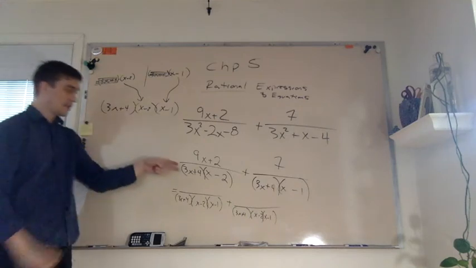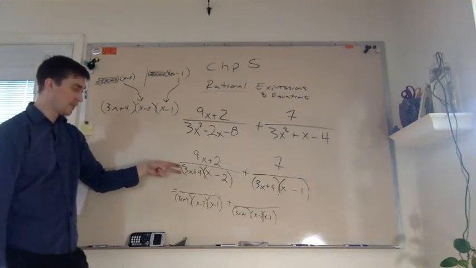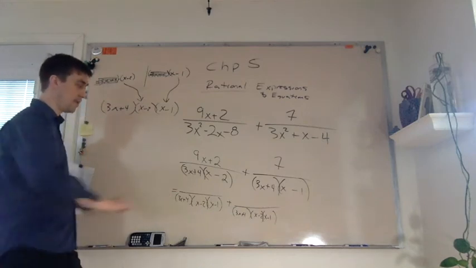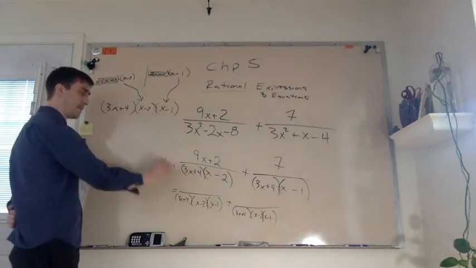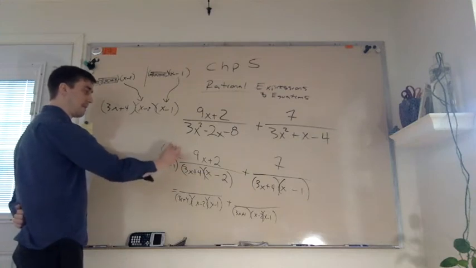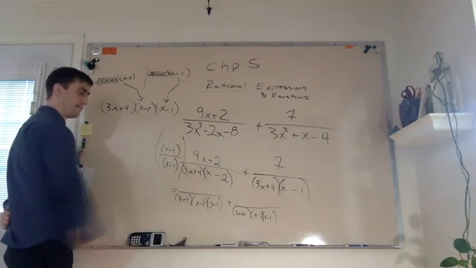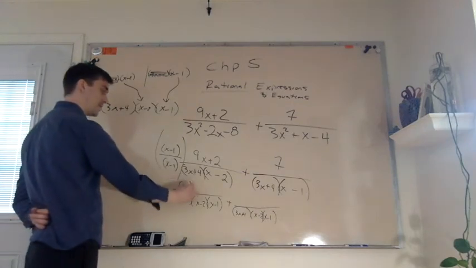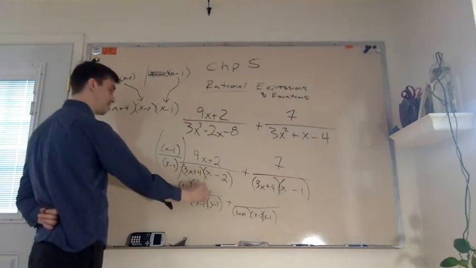So now you need to ask yourself, how do you turn 3x plus 4 times x minus 2 into 3x plus 4 times x minus 2 times x minus 1? And the way that you do that is by multiplying by x minus 1. But you also have to do that on the top. So on this side you get x minus 1 times 9x plus 2.